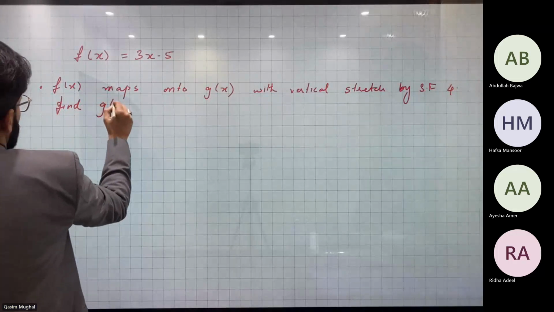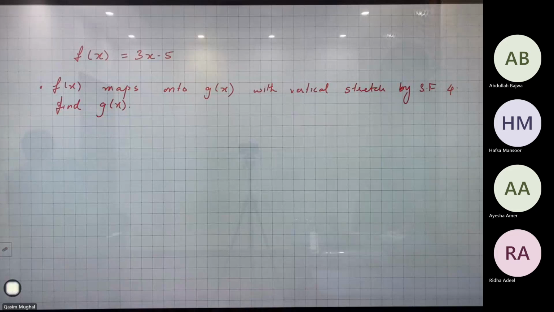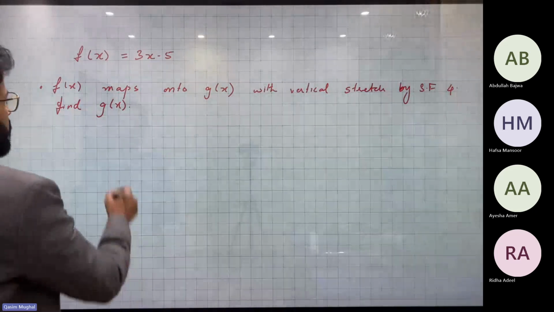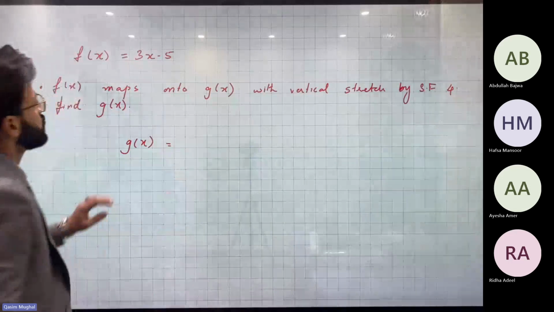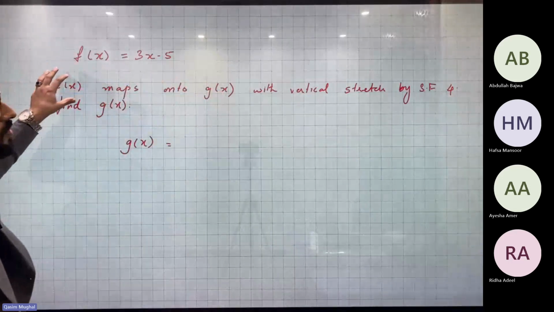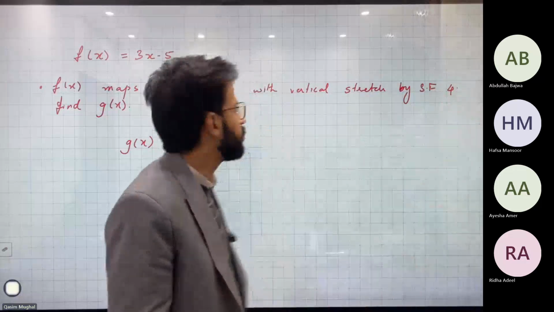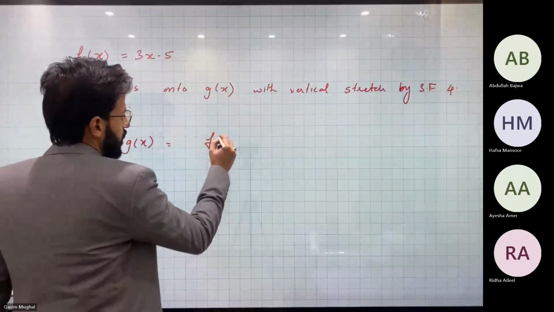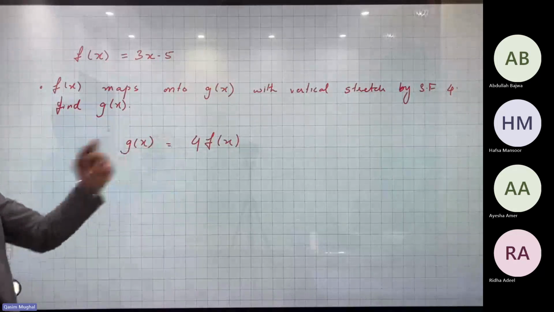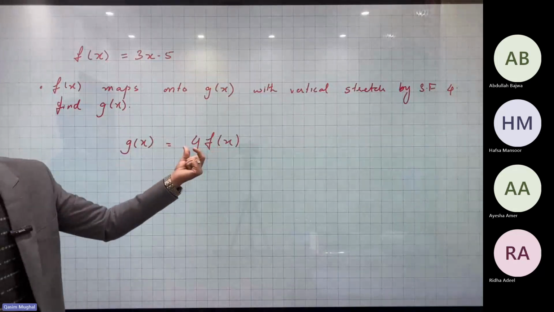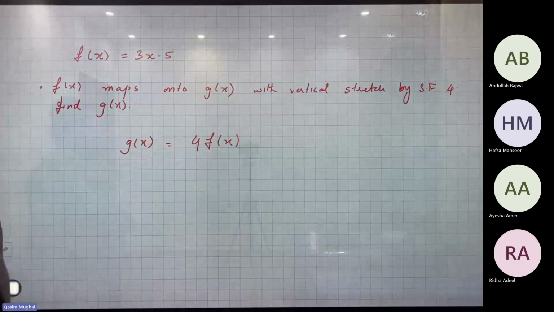Find g of x. Yes, first of all, we write the notation form. So g of x is actually, what is it? How is g of x formed? What are we doing to f of x? We are vertically stretching by a stretch factor of 4. So for a vertical stretch with factor 4, it gets multiplied on the outside. So what is going to happen is 4 times f of x. That is going to give us g of x.